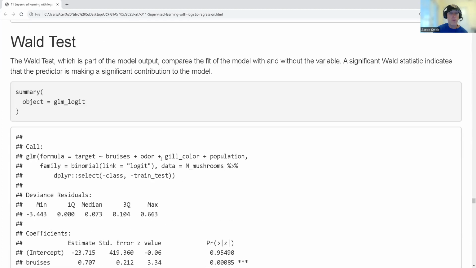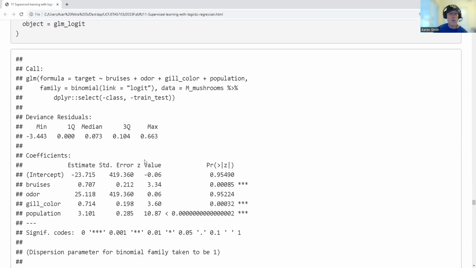Now, Wald's test, so here's that, sorry, it's a z-score. I said t, that was incorrect. The absolute value of the z value is our measurement of variable importance. So here, by that measurement, we can see that population is the most important predictor variable, then gill color, then bruises, and after that would be odor. And usually we don't worry about the intercept in such situations.